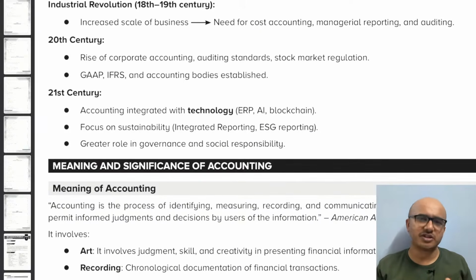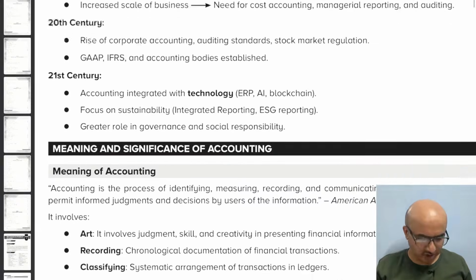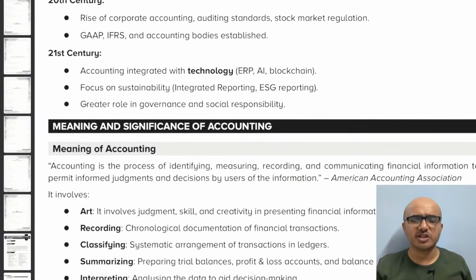Then we have the 21st century now with ERP, AI, blockchain, whatnot. Focus on sustainability, integrated reporting, ESG reporting. We will see all these things much later. Then a greater role in governance and social responsibility. Not very important when it comes to the 21st century part here.